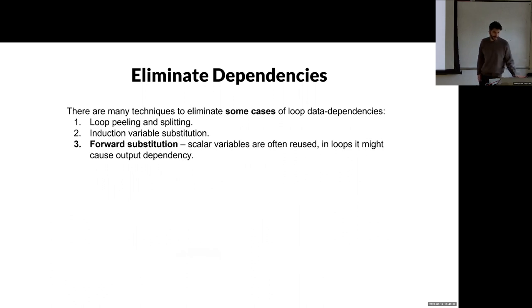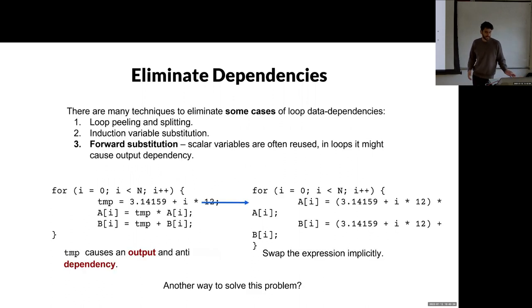The third way is forward substitution. In this case, I have a variable that has this term, and I use it multiple times to calculate some value. And I have here an output dependency because I think it's clear why we can't parallelize the loop on the left. What forward substitution says is, let's take the expression of temp and explicitly express it where I use it. And then I don't have the dependencies on temp, and we can parallelize the loop.